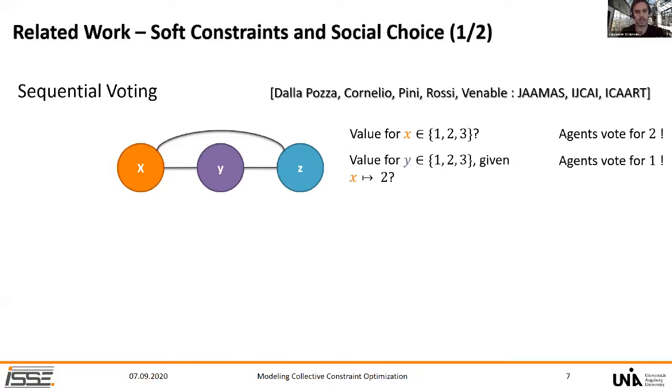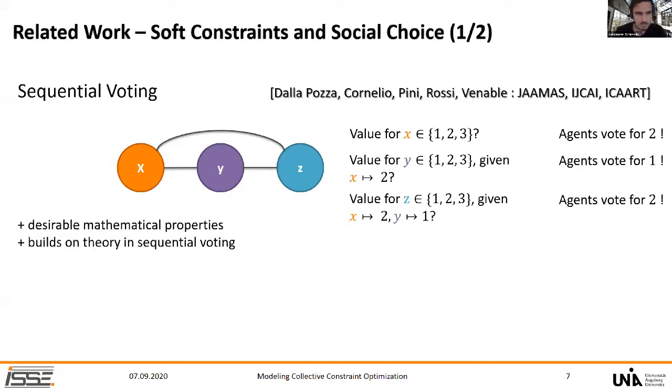We'll use any voting mechanism. Think of majority. So all agents that want Y to be 1 raise their hands. And now it could be that 1 wins, and eventually, given X is 2, Y is 1, what's the best value for Z? That's the sequential voting procedure, which has desirable mathematical properties, essentially lifting some nice qualities about a single decision to a combinatorial one, and has a theory of sequential voting to build on.